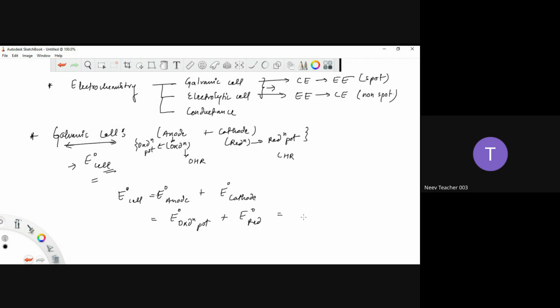If you want to use both oxidation potentials, you can take oxidation potential of anode minus oxidation potential of cathode. And if you want to use reduction potential, you're going to use E naught reduction potential of cathode minus E naught reduction potential of anode. So these are three formulas to calculate the E naught cell. Correct? Yes or no? Tell me.